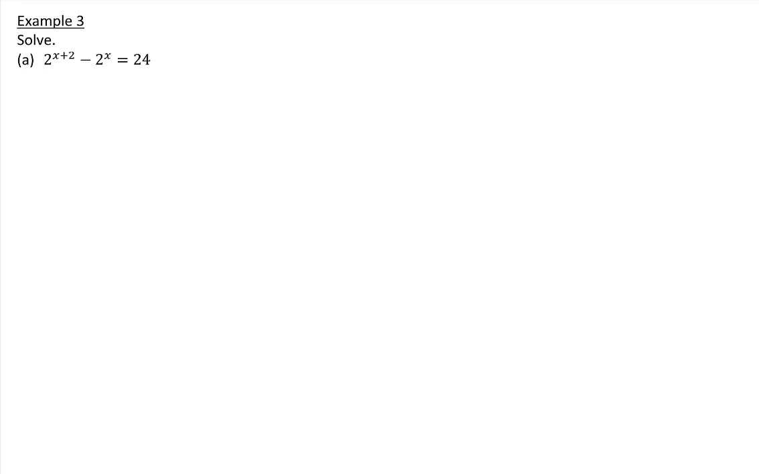Alright, next we're going to look at solving other types of exponential equations. So let's solve 2 to the exponent of x plus 2 minus 2 to the exponent of x equals 24. Again, we need to get one term on each side. So how do we deal with this here?